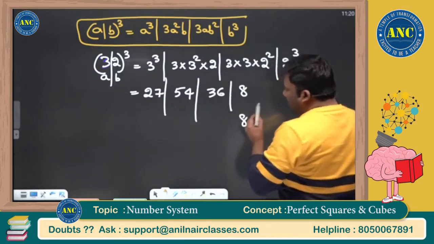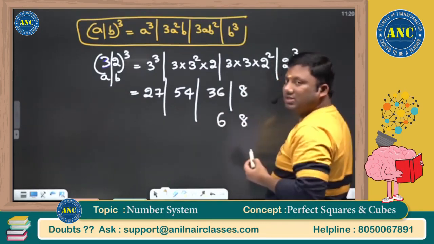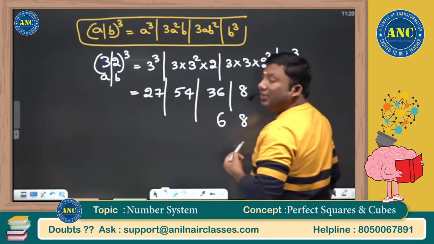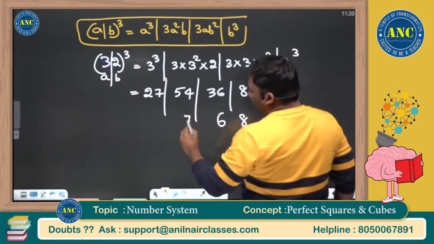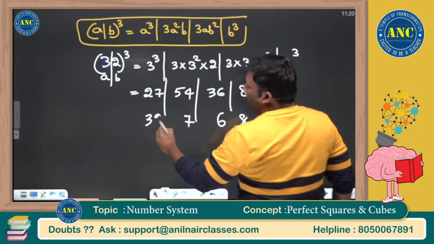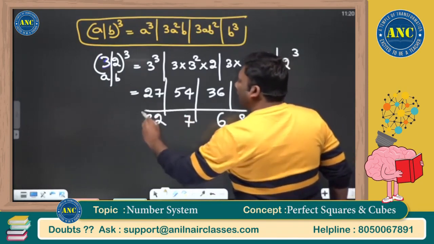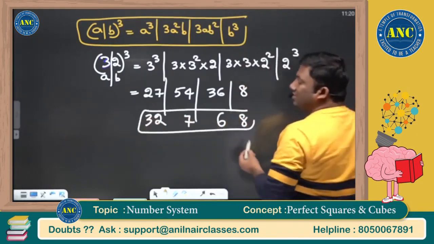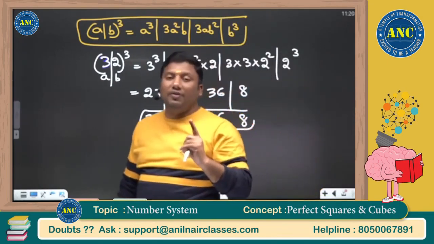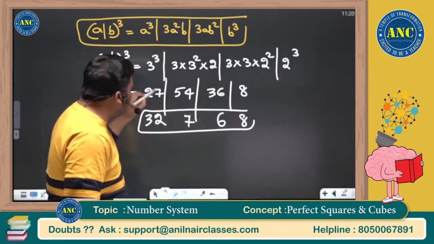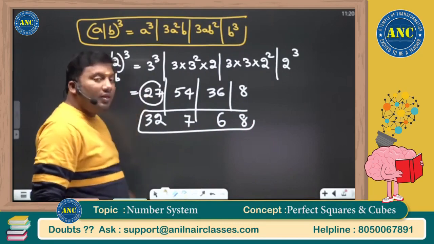Write down the unit digit 8. Write down the unit digit 6. 3 carried. 54 plus 3, 57. 7, 5 carried. 27 plus 5, 32. Answer is 32768. Please make a note of it in your notebook: except the leftmost place.